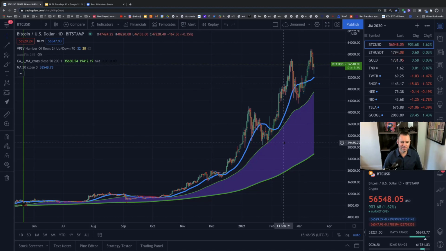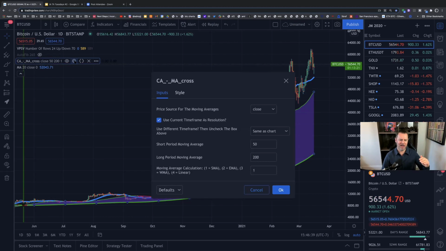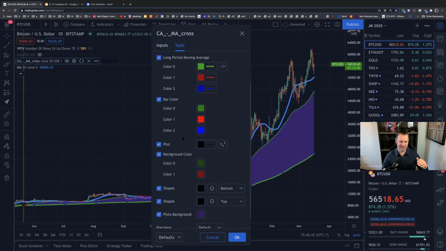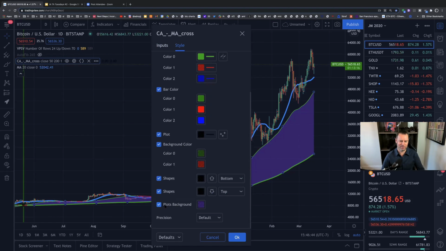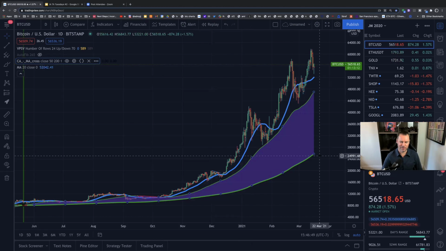What I also do, I didn't point it out here, but in this indicator, I like to color my shaded area between the 20 and 50 day. And you do that here in the plot background. And I just colored it purple for the sake of today, so it's easier for you all to see.